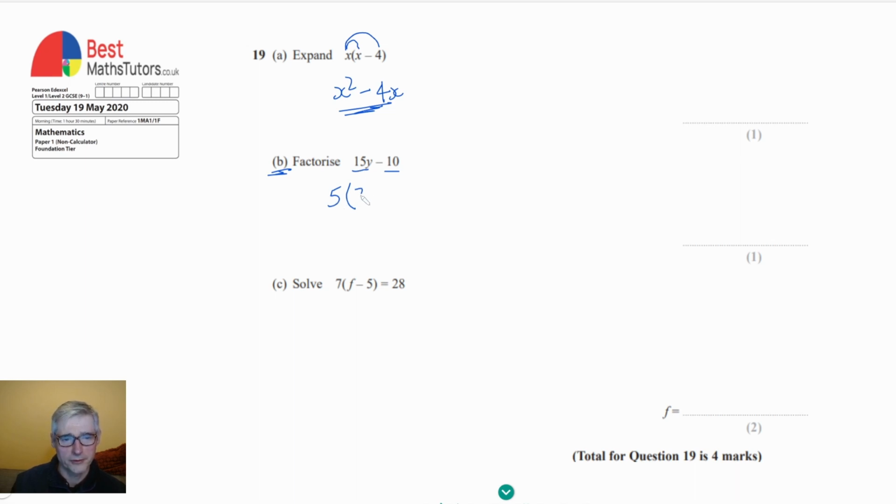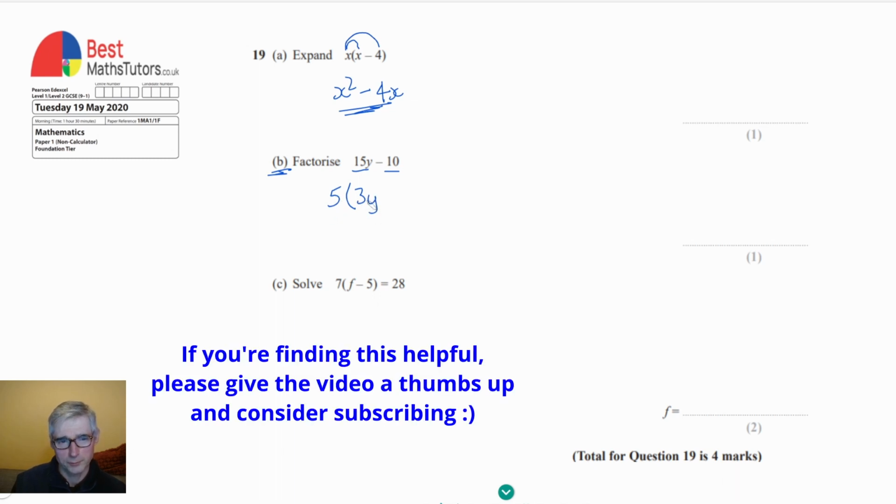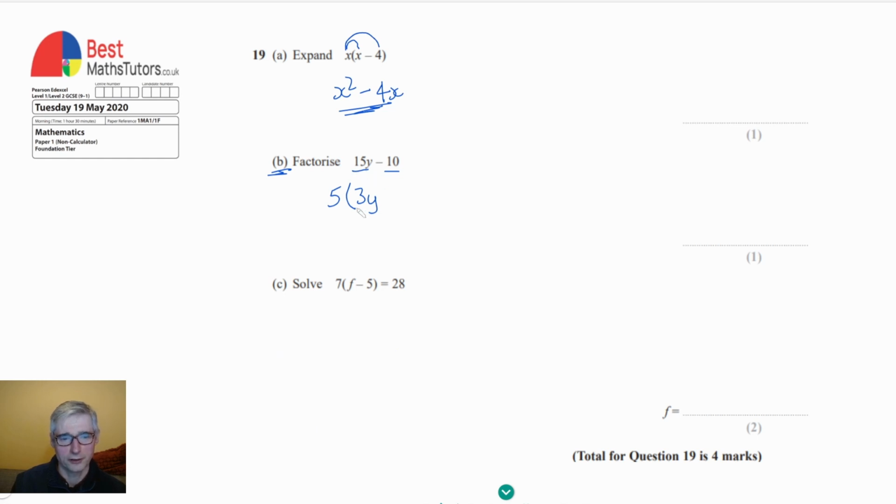So if we call this one 3y, the first part of the bracket, we can see that 5 times 3y would take us to 15y. So that's right for the first part. And then the second part, we're going to have to put minus 2 because 5 times minus 2 would give us minus 10. So that's the second part done, that's part B.